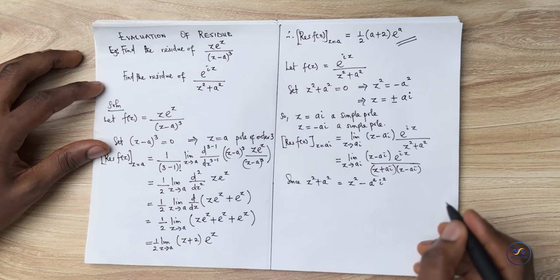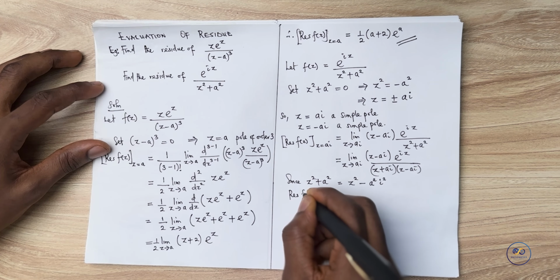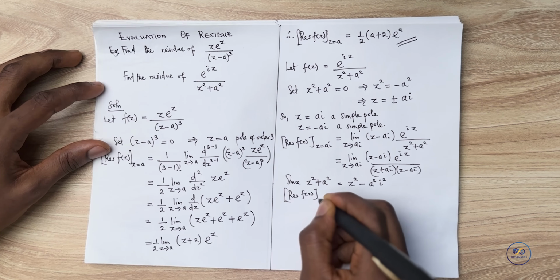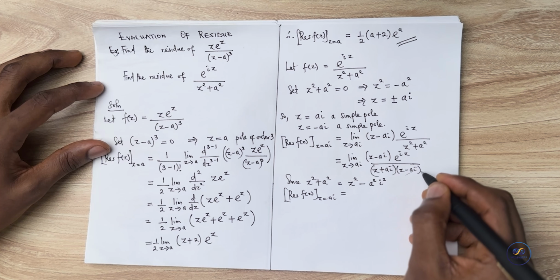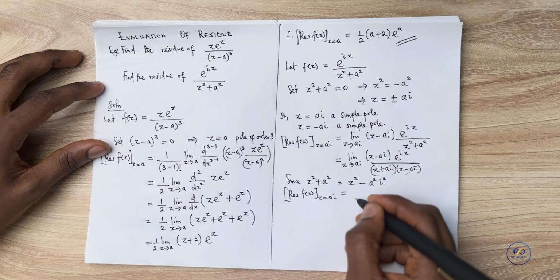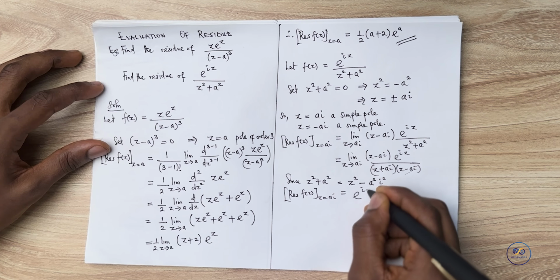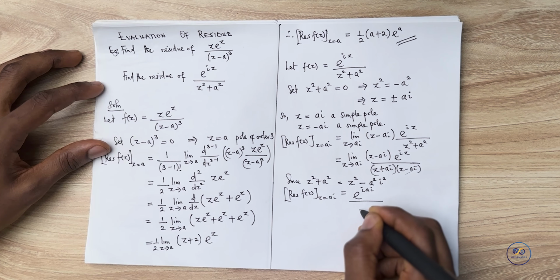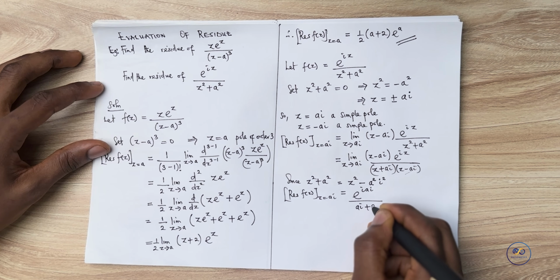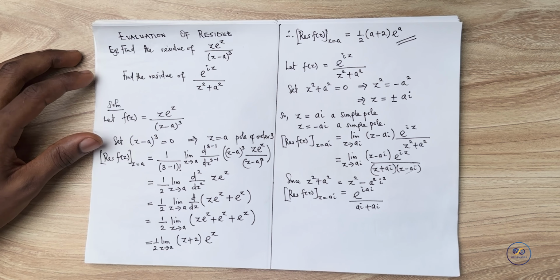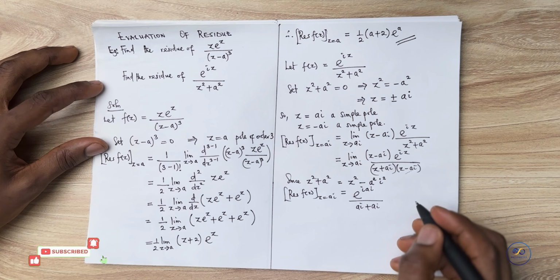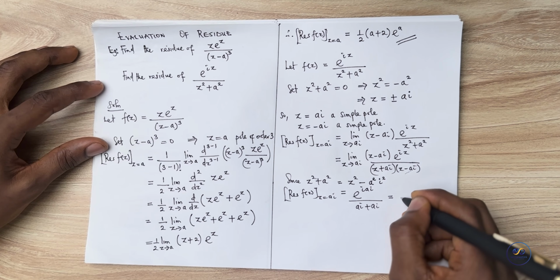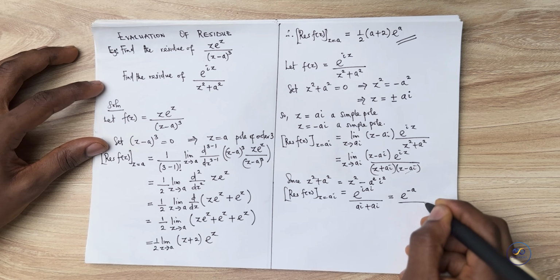Now, good. From here, we see that the residue of f of z at z equal to ai would simply be, this will have vanished and you'll be left with these two. You'll be left with e raised to the power of i times ai divided by ai plus ai. And then from the top, we see that we'll have i squared, so that's minus a. And so we can evaluate this as e raised to the power minus a divided by 2ai.